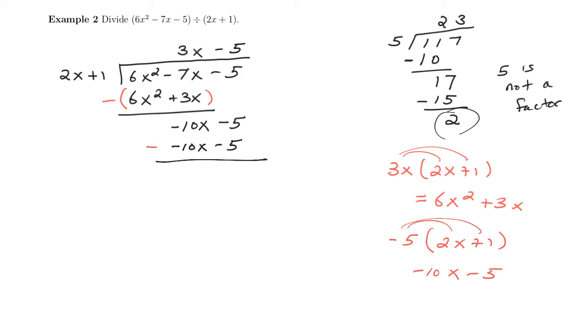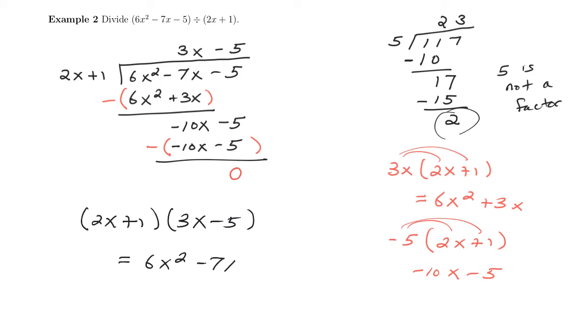Now, I'm subtracting this, but that actually kind of works out perfectly in this example. You have negative 10x plus 10x, which is 0. Then we have negative 5 minus a minus, so it's going to be negative 5 plus 5. Actually, that's also 0. So at the very bottom, I'll just put 0. That's the remainder. That actually means that 2x plus 1 is a factor of 6x squared minus 7x minus 5. Said another way, if you took 2x plus 1 and you multiplied it to 3x minus 5, the result would be 6x squared minus 7x minus 5.